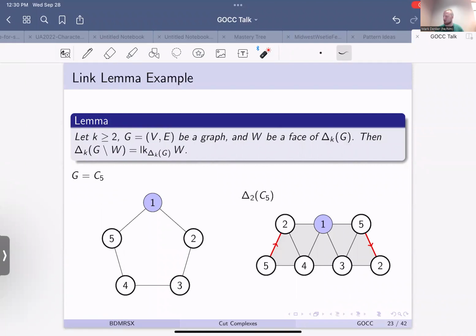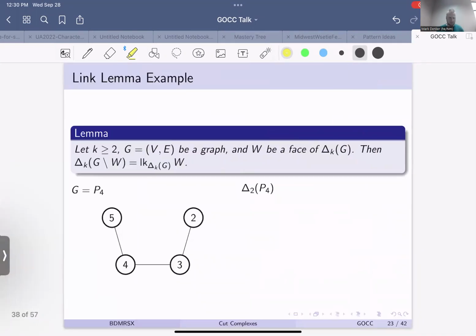And so recalling what we just said, that says that the link of that vertex should be all the different vertices that the vertex can see. And so it should just be the simplicial complex that looks like the path from 2 to 4, from 4 to 3, and from 3 to 5. So if this lemma is true, deleting the vertex 1 should give us this path.